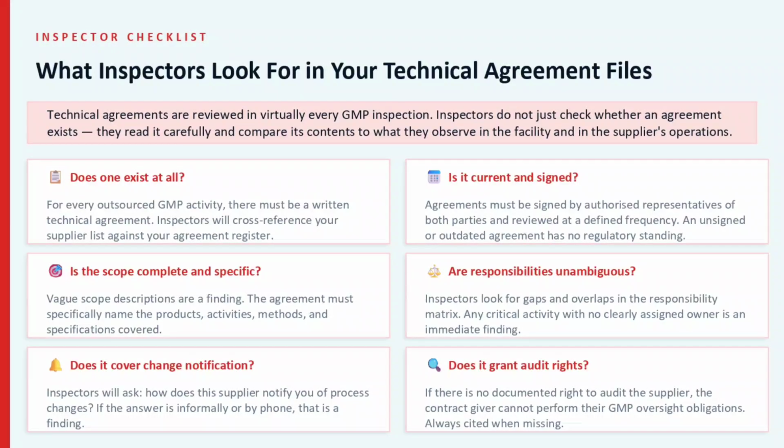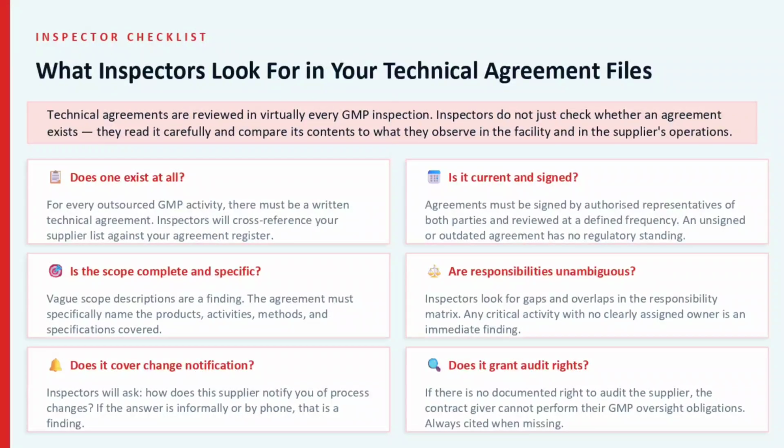Third, is the scope complete and specific? Inspectors read the scope section carefully. Vague descriptions like "covers all quality-related activities" are a finding. The scope must name the specific products, activities, test methods, and specifications covered by the agreement.